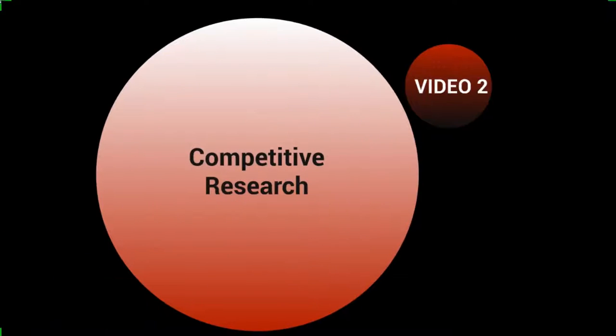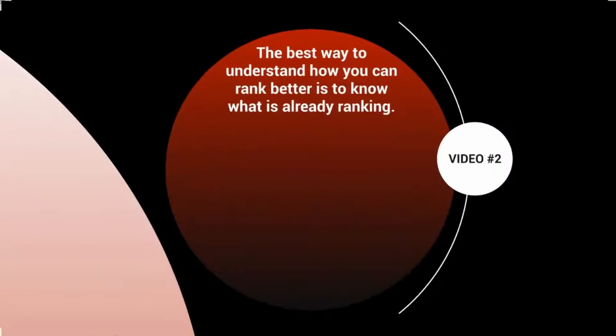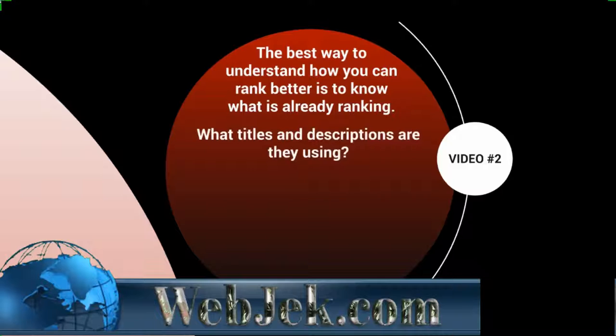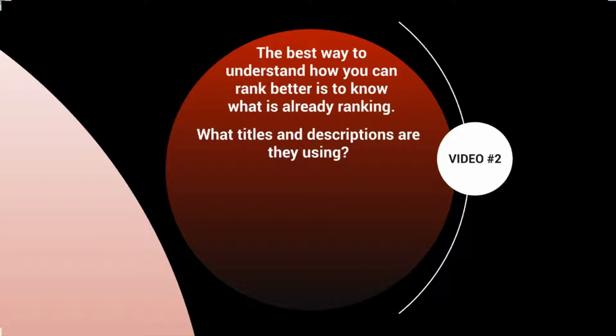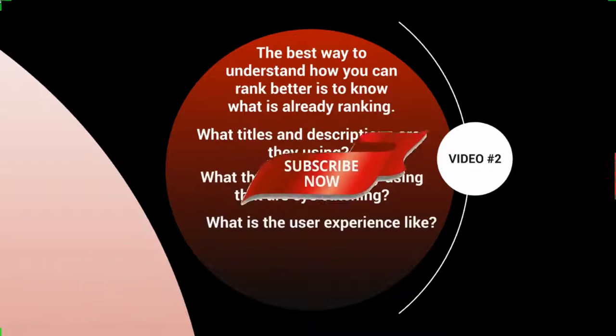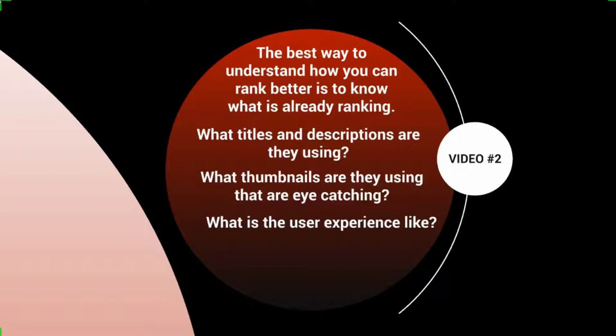So let's talk about competitive research. The best way to understand how you can rank better is to know what is already ranking in your niche or your market. So what we want to do here is analyze the videos that are on top. I want you to specifically look at what titles and descriptions they are using, what eye-catching thumbnails they are using, and what the user experience is like when you click through those videos. So let's go ahead and do some competitive research.